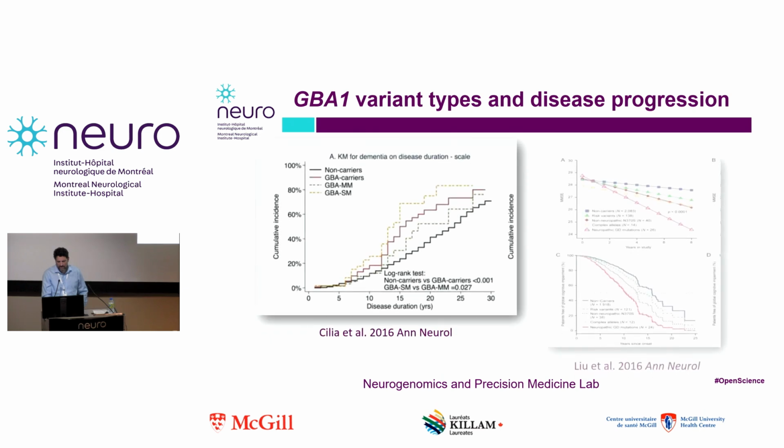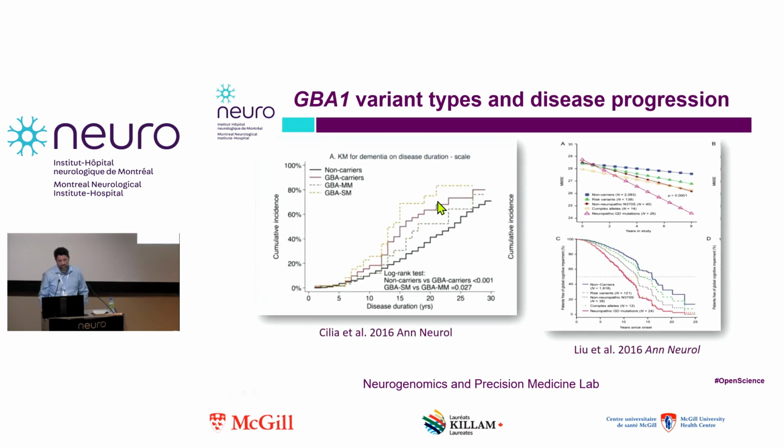And this is another slide that I showed, how the different variants affect progression of the disease. So in this case, it's cognitive decline. So the severe mutations here in yellow progress much faster than the mild mutations in green that progress faster than non-carriers, and the same thing was seen in this study. In this study also they have the risk variant here in green that progress faster, in between the mild and the non-carriers of GBA mutations.